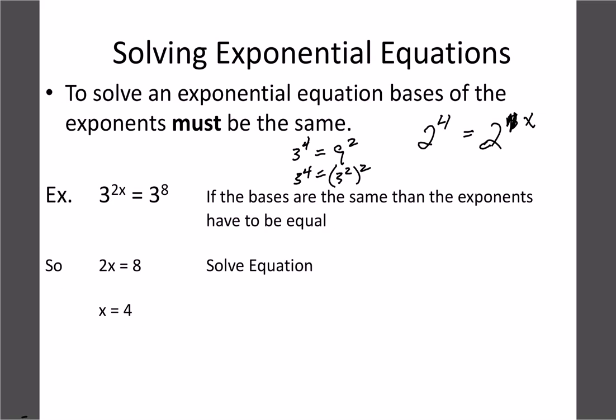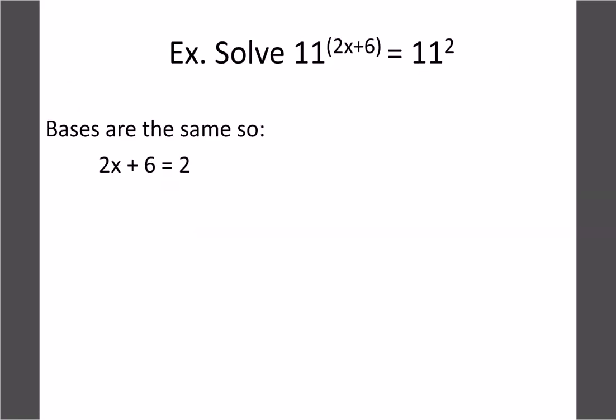So let's start with this first example. We've got 3 to the 2x equals 3 to the 8. Bases are the same, so we're good. That means the exponents have to be equal, so we can basically ignore the bases, and 2x has to equal 8. Divide by 2 on both sides, we get x equals 4. So it's a pretty easy equation to solve as long as the bases are the same.